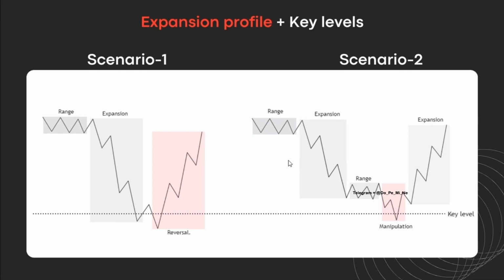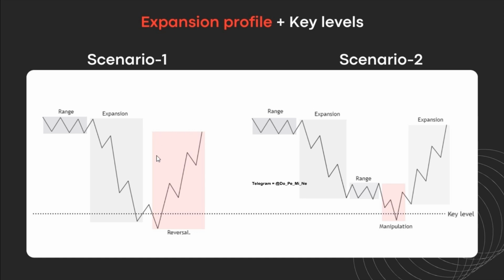So right here you can see that the first scenario based on the combination of expansion profile and key levels is when the expansion profile ends inside the key level, meaning we've tested the key level in the expansion move. In that case, we're going to expect a reversal profile straight away because a key level has already been tested, and that key level is going to act as a catalyst for expansion in the form of a reversal profile.